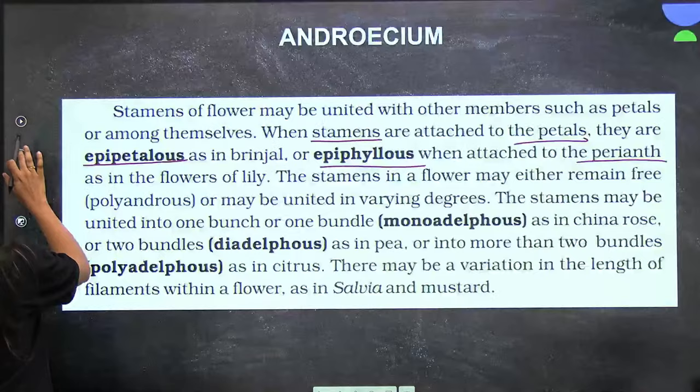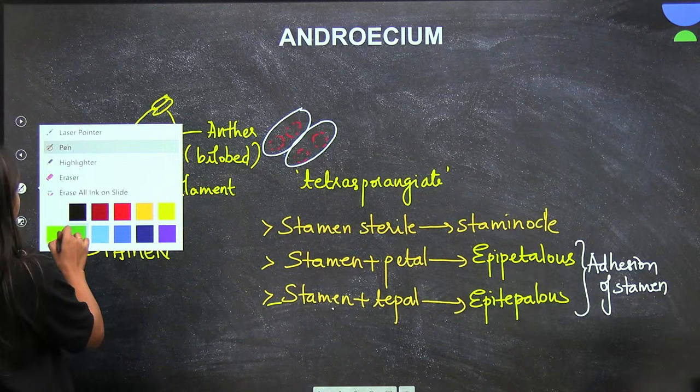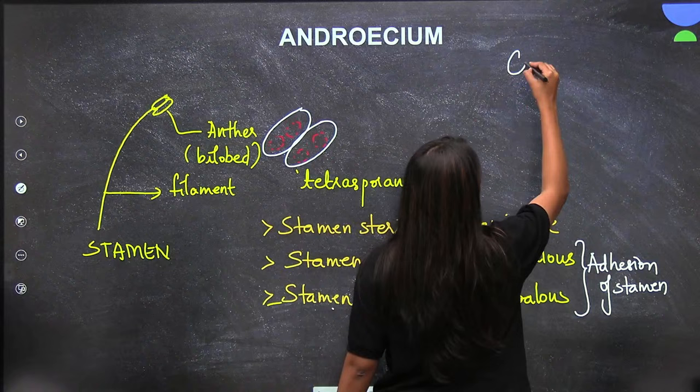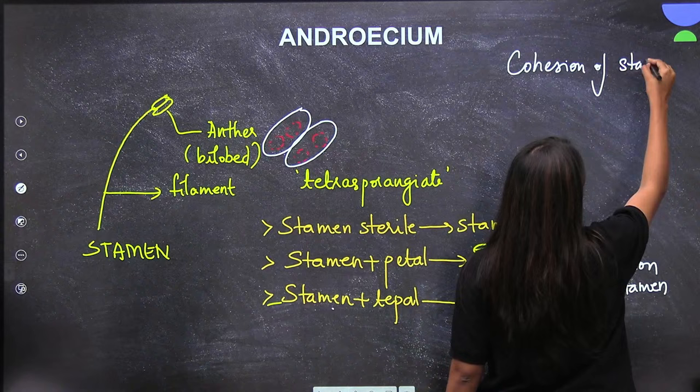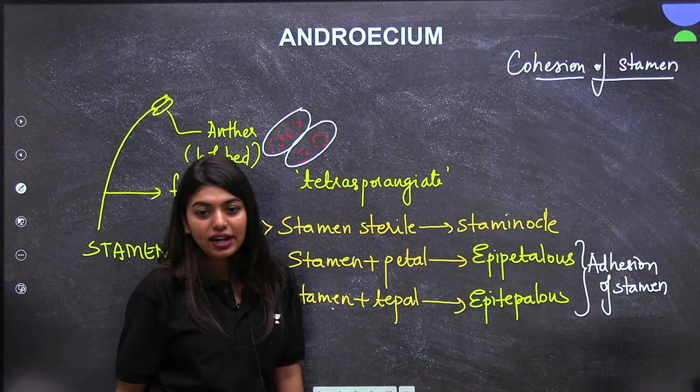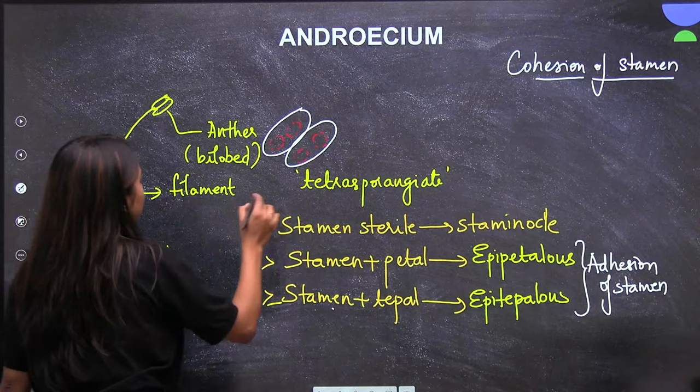Now students, I'll write it in this corner only. Too many colors. Okay. I'll write here only cohesion and I'll show you the image, because I haven't added the slide. Cohesion of stamen, that means stamen attaching with itself, right? Stamen attaching with itself. So that is basically your monoadelphous.